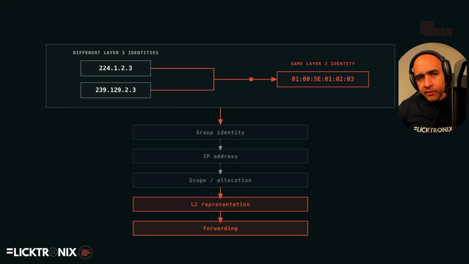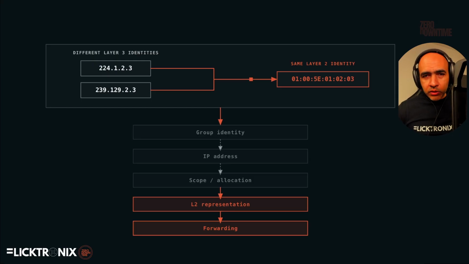The group ID has to cross into Ethernet. That translation preserves only 23 of IPv4's 28 variable bits. 5 bits are lost, and that's where aliasing comes from. IPv6 changes the architecture again. Broadcast is gone. Multicast becomes mandatory, fundamental, and an operational requirement. Scope becomes part of the address, and the group ID space becomes vastly larger.